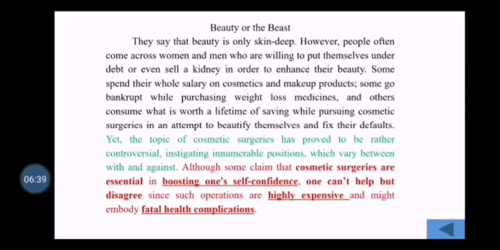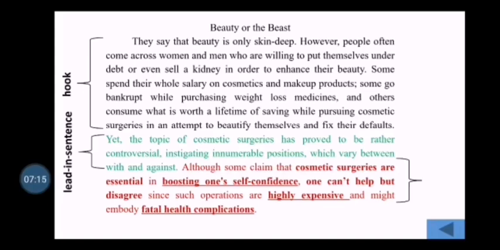Based on the title, Beauty or the Beast, one can deduce that the text is mostly about two options or opinions related to beauty and ugliness. The author begins with a hook, a catchy hook. This catchy hook is linked to the thesis statement through the lead-in sentence, and it is, "yet the topic of cosmetic surgeries has proved to be rather controversial, igniting or instigating innumerable positions which vary between with and against." Finally, you have the thesis statement.